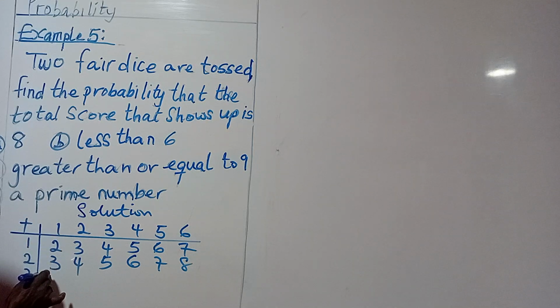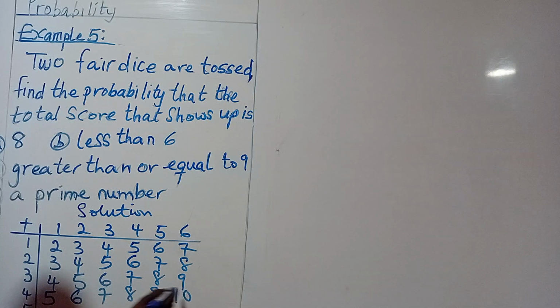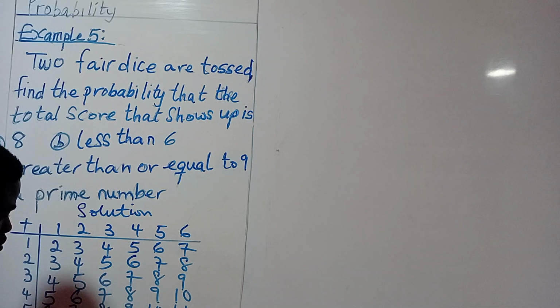So this row is going to give you 4, 5, 6, 7, 8, 9. This plus this will give you 5, then 6, 7, 8, 9, 10. So we have 6, 7, 8, 9, 10, 11. Then the last one, 6 plus 1 is 7. 6 plus 2 is 8. 6 plus 3 is 9. We have 10, we have 11, then we have 12.